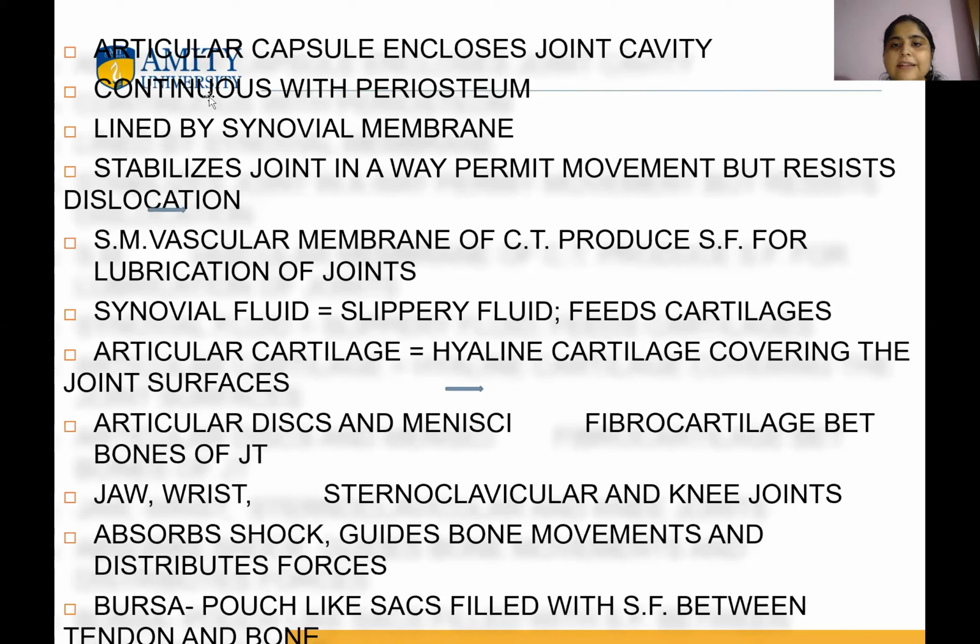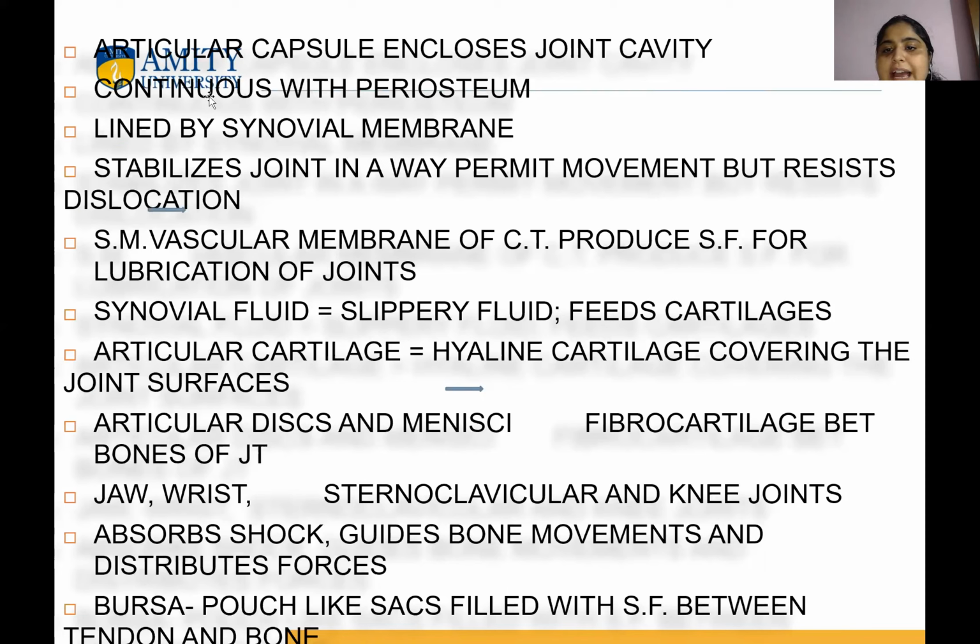The synovial membrane is also commonly known as SM. It is a vascular membrane of connective tissue, and it produces synovial fluid. SF is for synovial fluid, for lubrication of the joint. Now the synovial fluid is a slippery fluid. It gives nutrition to the cartilage.